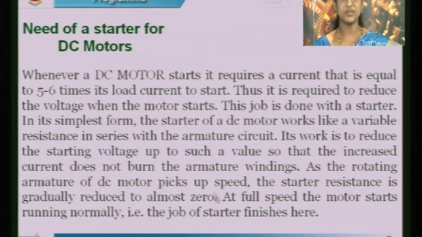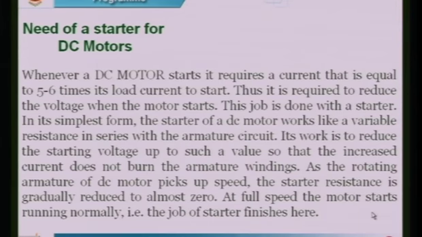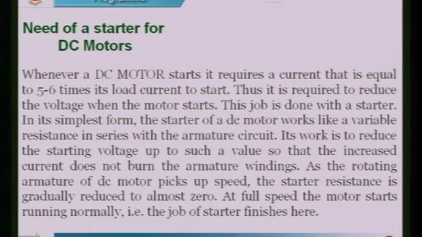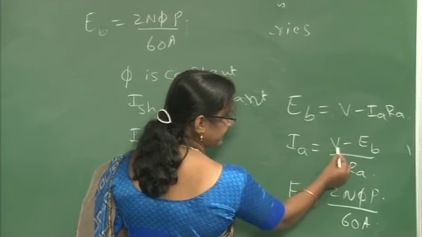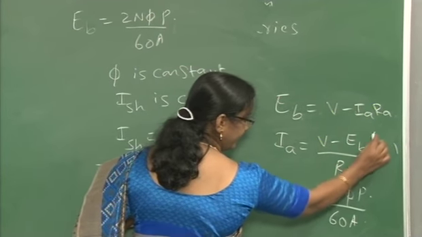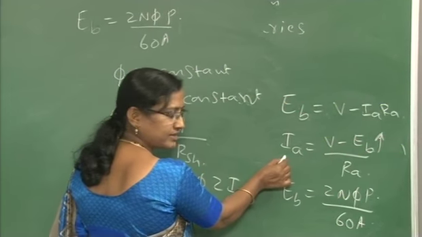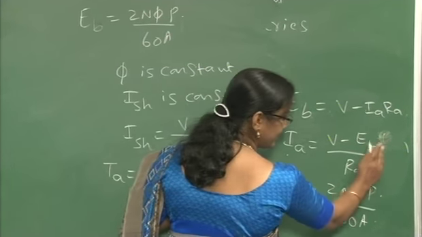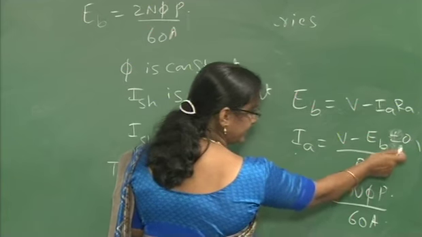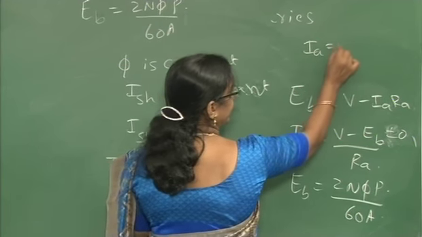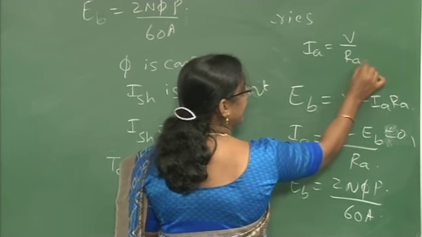As the rotating armature of a DC motor picks up speed, what will happen? The back EMF will be induced. Since the back EMF is induced, what will happen? Here, IA is equal to V minus EB. As EB increases, IA decreases. At the beginning, EB is equal to 0. When EB is equal to 0, what will be the current IA? IA is equal to V divided by RA.